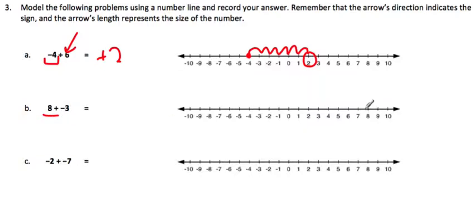Here, let's start at 8. And then I want to add 3 negatives. So I want to add 3, but in the negative direction. So that's 1, 2, 3, because of course this side's negative, this side's positive. Hey-oh. So we end up with a 5.